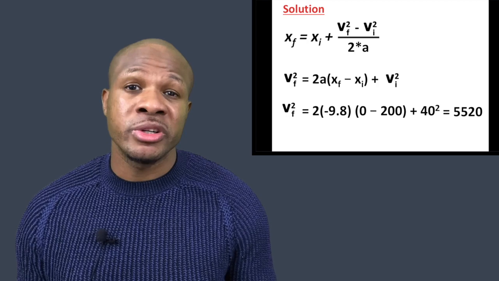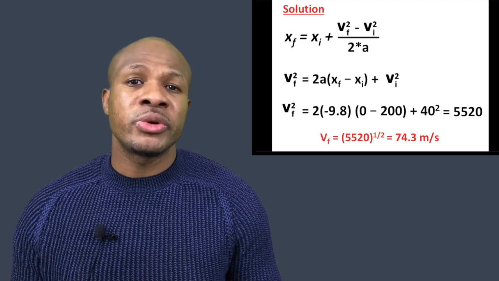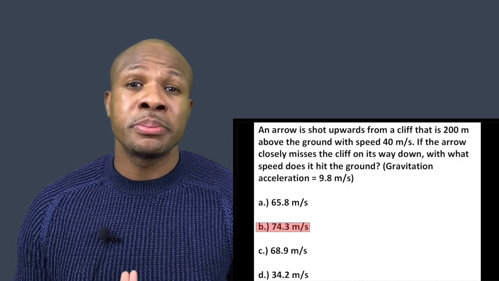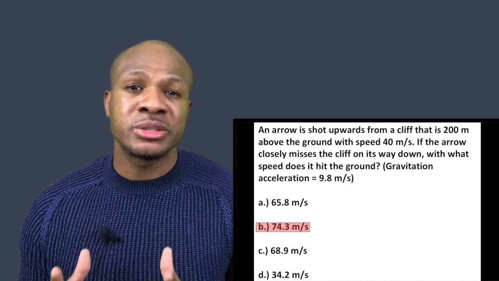So to solve for our final speed, we need to take the square root of both sides. And taking the square root is the same thing as raising something to the 1/2 power. So when we raise both sides to the power of 1/2, what do we get? We get 74.3 meters per second. So that is the speed at which the arrow hits the ground. And therefore our answer is going to be answer choice B, 74.3 meters per second.